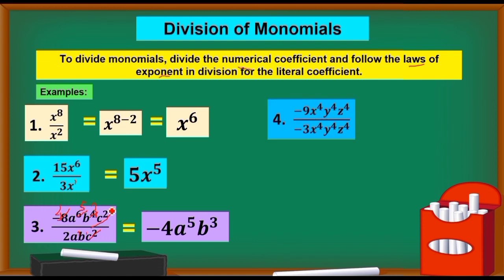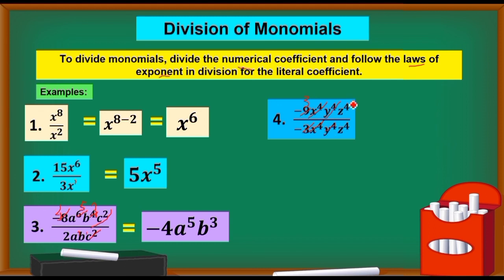Another example is negative 9, x raised to 4, y raised to 4, z raised to 4, divided by negative 3, x raised to 4, y raised to 4, z raised to 4. So, kung mapapansin natin, parehas na negative. So, magiging positive na po yan. And then, 9 divided by 3, the answer is 3. So, magiging positive 3. At papansinin natin, parehas yung variable ng x. So, 4 minus 4, 0. So, cancel yan. Yung y din po, 4 minus 4 is 0 din.